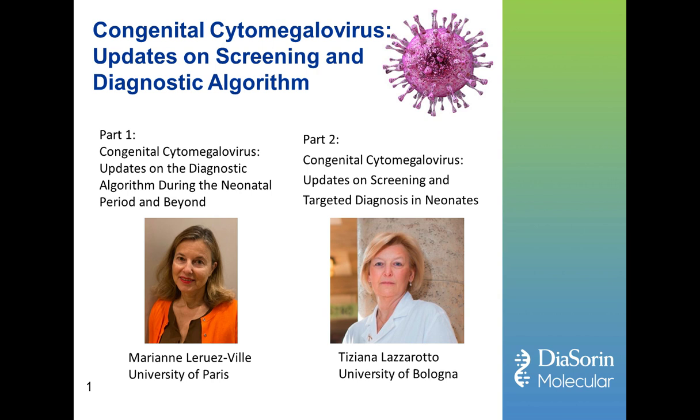So CMV is the most frequent cause of congenital infection. The worldwide prevalence was 7 per 1,000 births in two meta-analyses of the literature, and the prevalence in Europe was 4 per 1,000 births in 6 screening studies. It's the most common non-genetic cause of hearing loss and a major contributor to permanent neurologic disability.